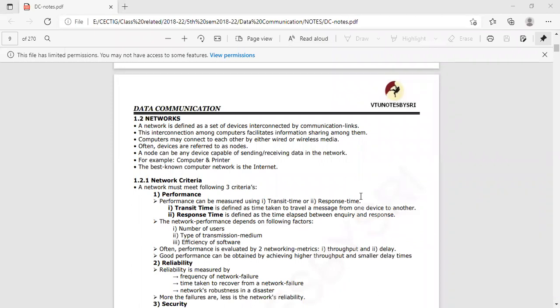Suppose we are trying to share some data. At what speed, or at what rate, is the data actually being transferred? This is called the throughput. Throughput depends totally on the bandwidth of the internet. This performance is evaluated by these two networking metrics. What is throughput? Throughput is the rate of production, or the rate at which something is processed, right?